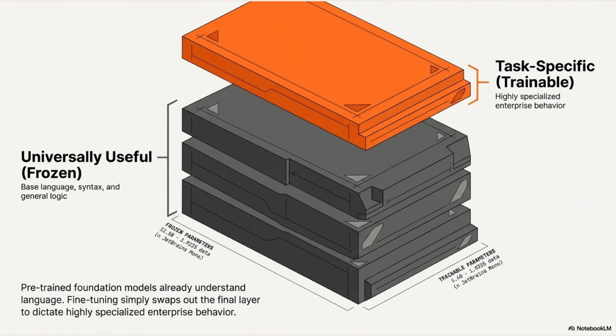Think about what this means in practice. We're not rewriting the athlete's muscle memory, neural pathways, or years of physical conditioning. We're handing them a new playbook, a very specific set of rules for our court, our team, our game. The frozen layers protect the general intelligence we paid billions of compute hours to build. The trainable orange layer is where we make our investment. And because it's so much smaller, that investment is dramatically cheaper, faster, and more targeted. This architecture is the foundation of everything we'll discuss for the rest of this session.